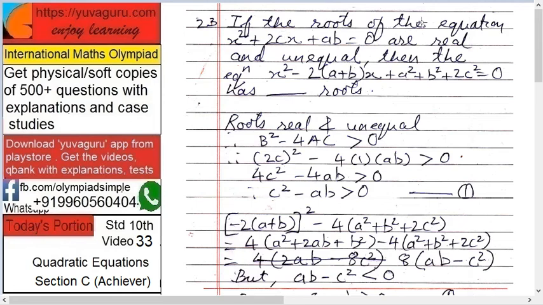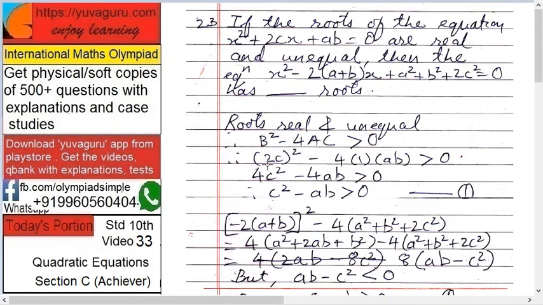Next, if the roots of an equation x square plus 2cx plus ab equals 0 are real and unequal, then the equation x square minus 2 into (a plus b) into x plus a square plus b square plus 2c square equals 0 has dash roots, meaning real or imaginary. So what is given? Roots are real and unequal, therefore b square minus 4ac will be greater than 0, right?